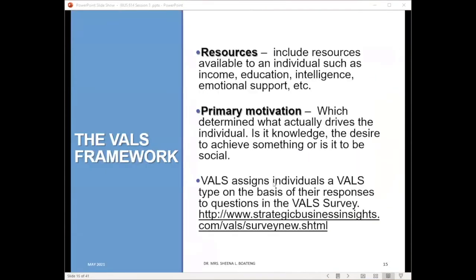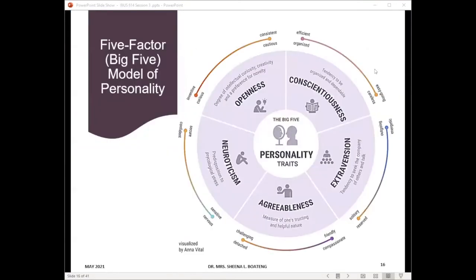Great. So we noticed that the VALS framework just looks at values, attitudes, and lifestyles, isn't it? However, when it comes to personality traits, there's a whole other framework that we use to break down personality traits, referred to as the 5-factor or the Big 5 model of personality. Now, this classifies personalities into 5 main groups. We have those who are open, those who are conscientious, those who are extroverts, those who are agreeable, and then those who are neurotic.